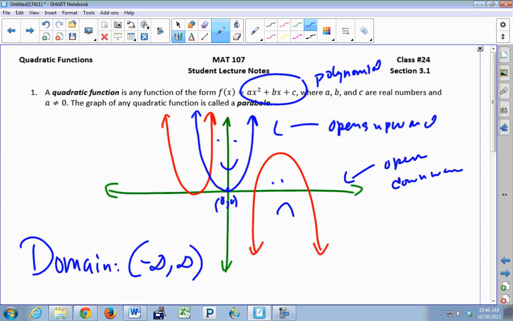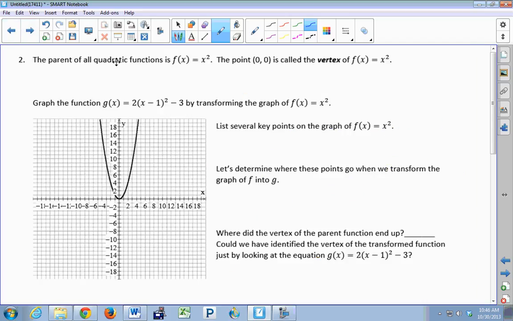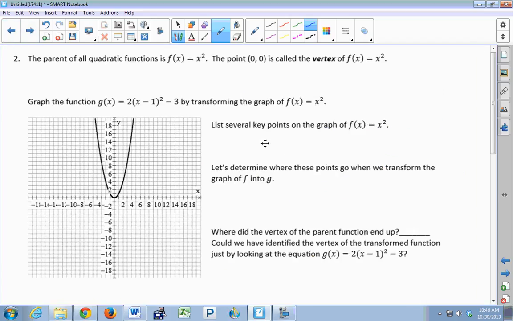No restrictions on what numbers can go into a quadratic, okay? Because it's really a nice looking thing. Nothing to worry about. Okay, so I think we know f of x equals x squared is what we call our parent quadratic function, right? It's our one from which we do all kinds of transformations.